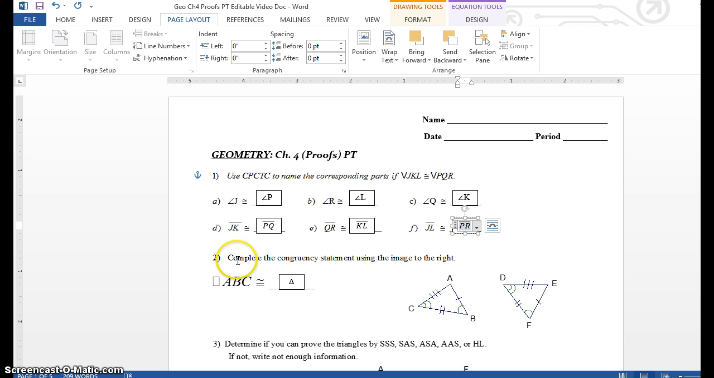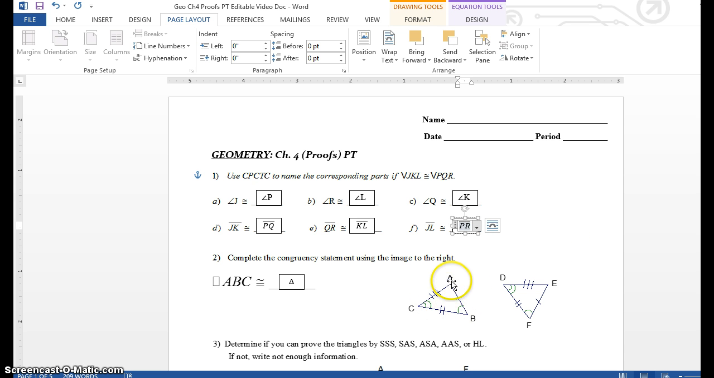Then you really see that happen in number 2. It says complete the congruency statement. So we have triangle ABC congruent to another triangle. I know it didn't come out. Let's see if we can trace this out. A to B to C for my triangle. Let's see if we can trace out that same pattern, following the same congruency and arc mark information.